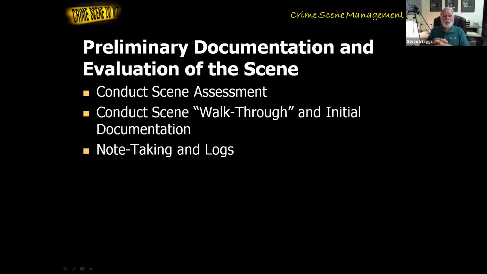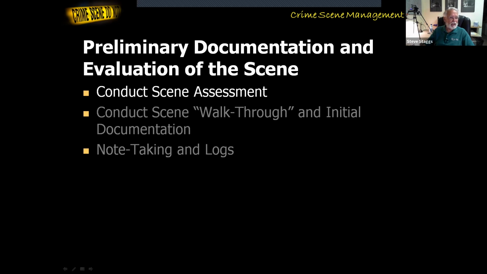So the investigator is going to conduct a crime scene assessment. We also are probably arriving at this point, and so we are going to be involved in this crime scene assessment, and the detective is going to do a walkthrough and even take us on a walkthrough. So this initial walkthrough is where we go through and get our initial observations. And then there is note taking and logs. So these are the main points in this phase. So let's talk about each one.